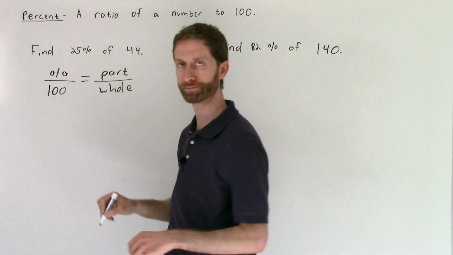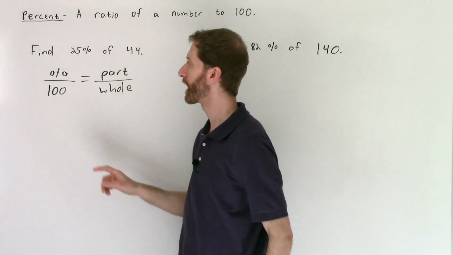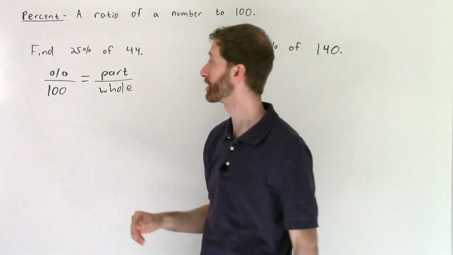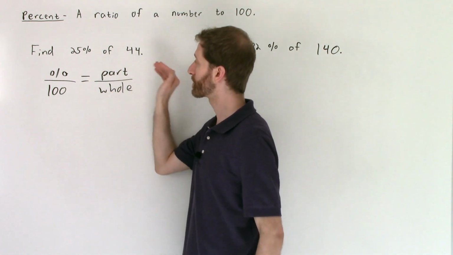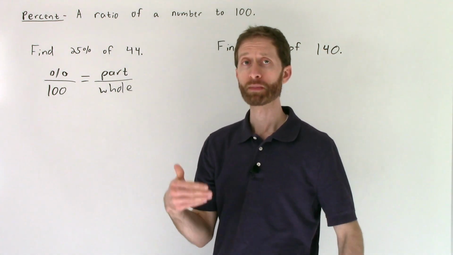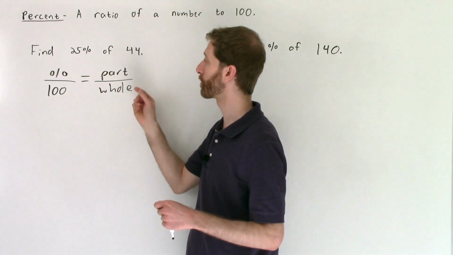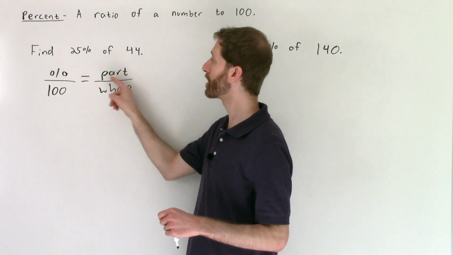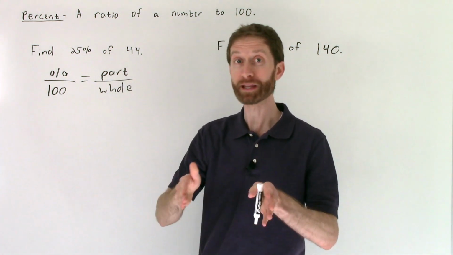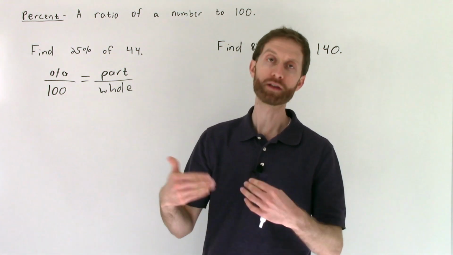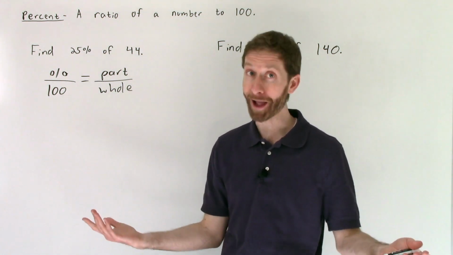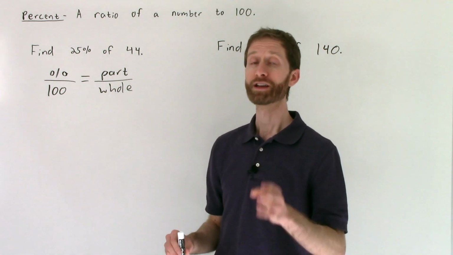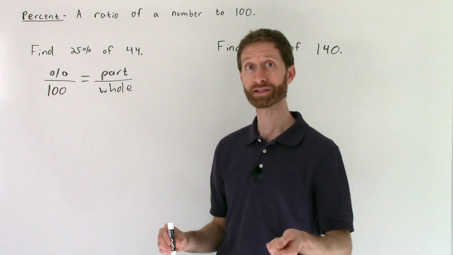Now, why does this work? Well, what you're really doing is you're saying, I want the percentage or the ratio of the number out of 100 to be the same as some number out of the whole amount. Because then if I'm asking for 25% of 44, I'm really saying I've got 25 out of 100 and I want to know what number out of 44 gives me the same ratio as 25 per 100. That's why it works. So let's go ahead and use this process. It's a lot longer than actually doing this with the decimal process, but it works.